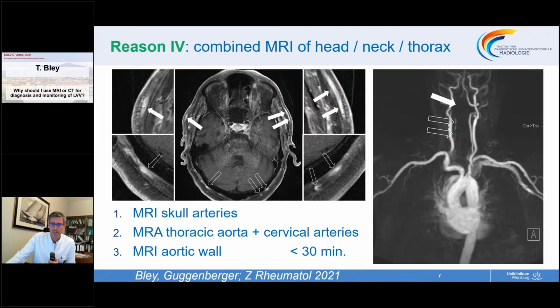Now, I do not recommend to have whole body imaging in all patients, but what we do in our institution in Würzburg is we perform a combined MRI protocol that is combined with the angiography of the thoracic aorta and the supraaortic arteries. And that takes about 30 minutes. And you can readily reveal inflammation of, in this case, the left and the right superficial frontal artery and the occipital artery.